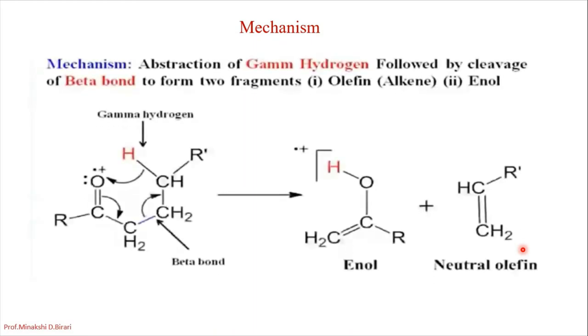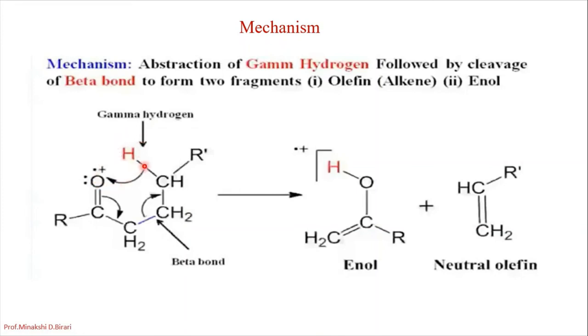We can summarize this mechanism. In McLafferty rearrangement, there is abstraction of gamma hydrogen followed by cleavage of the beta bond to form two fragments, that is, the first one is olefin, a neutral alkene, and the second fragment, that is enol. So enol radical cation is formed, and one neutral molecule is also formed during the McLafferty rearrangement. Cleavage of beta bond and abstraction of gamma hydrogen.